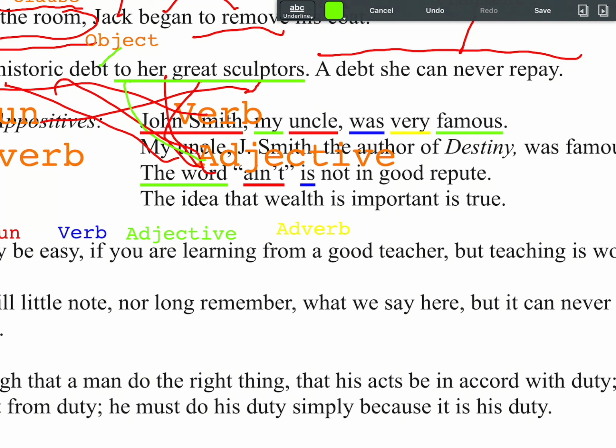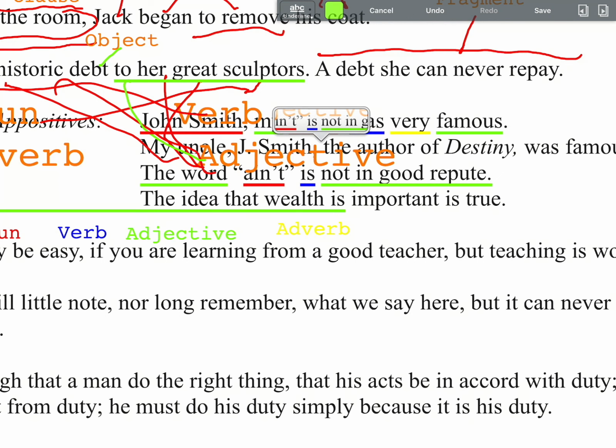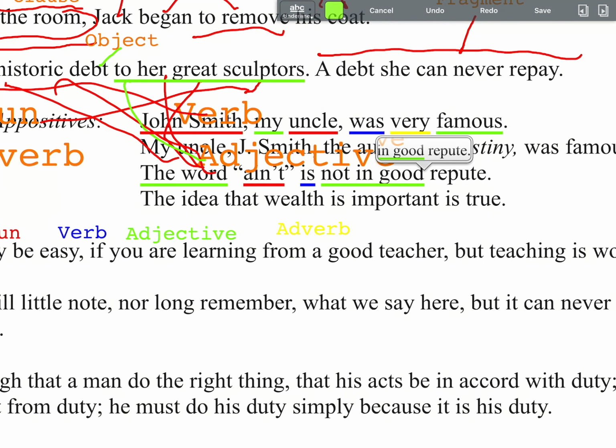Then "in" is one of those little connecting words that we haven't gone over. Possibly a preposition. Okay, so as a whole, it's an adjective.